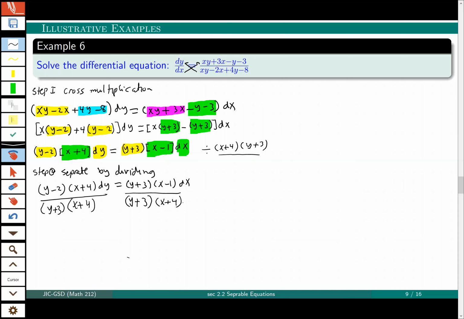What will happen? I will have here x plus 4 is cancelled with x plus 4 by y plus 3 dy. And here, this y plus 3 is cancelled with y plus 3, and I will get x minus 1 divided by x plus 4 dx. Now we separated, so our next step is to find a way to integrate both.